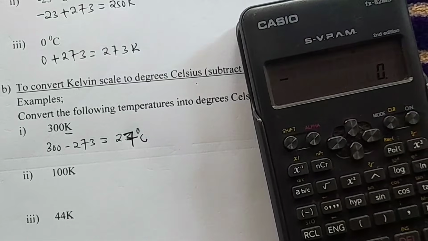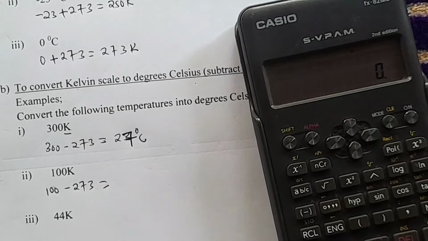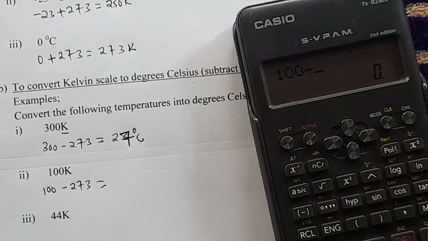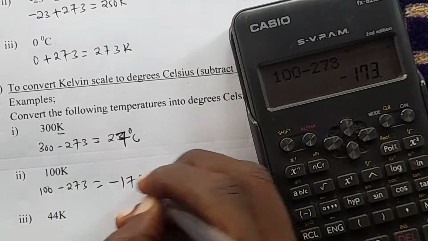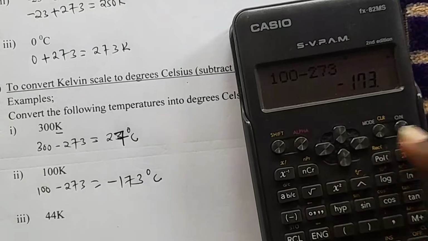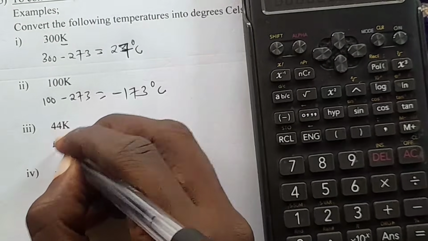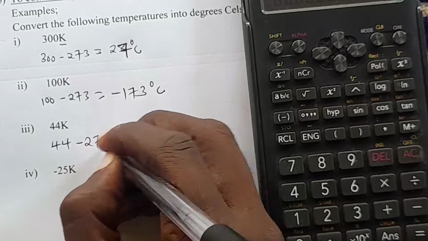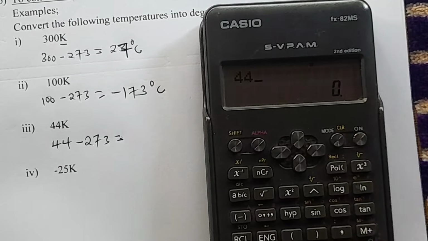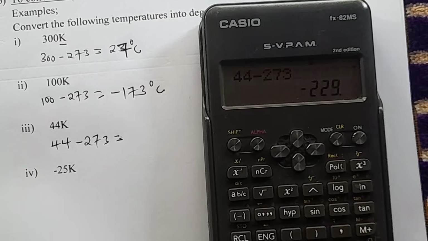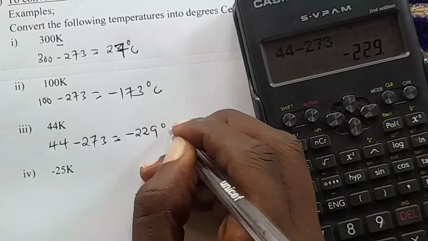degrees Celsius. Next, if you have 100 Kelvin, 100 minus 273, you are going to get negative 173 degrees Celsius. Next, we have 44 Kelvin. We subtract 273. What are we going to get? 44 minus 273 gives negative 229 degrees Celsius.